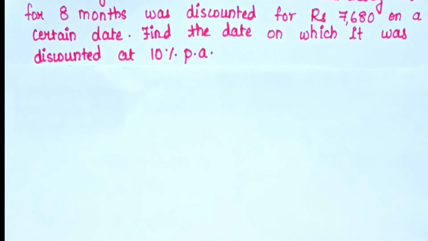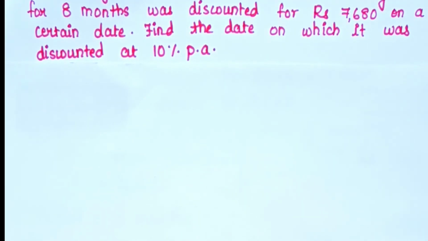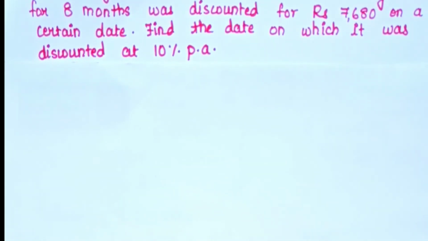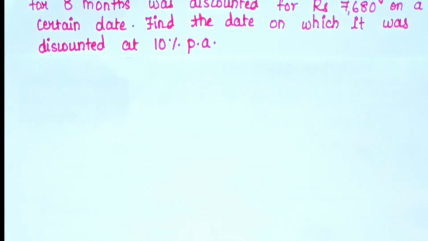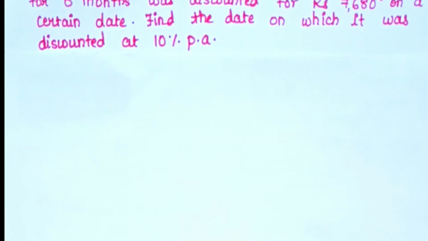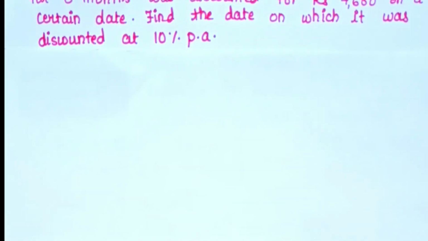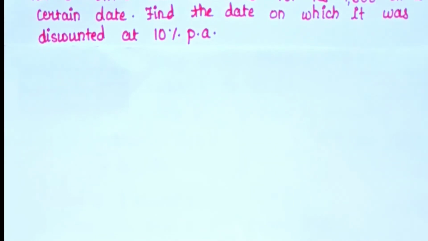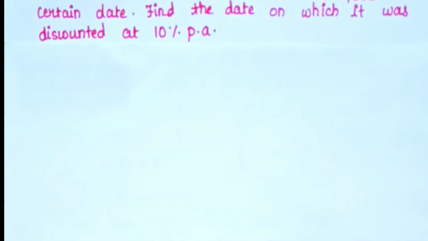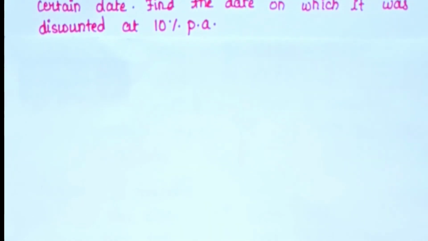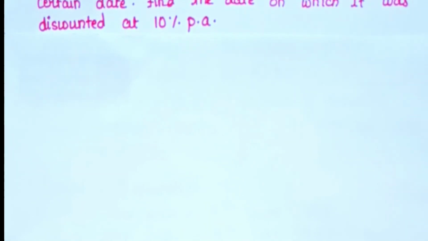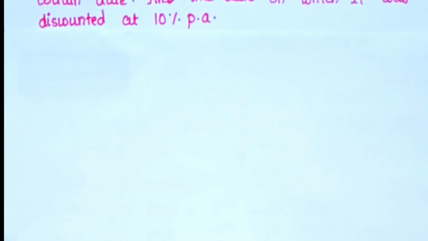What is this value? 7,680 is the amount that is being paid to the drawer. Basically, you call it a cash value. Rupees 8,000 is your face value. Rupees 7,680 is your cash value. On a certain date, the date is unknown to you. Find the date on which it was discounted at 10% per annum. You need to find the date of discounting.